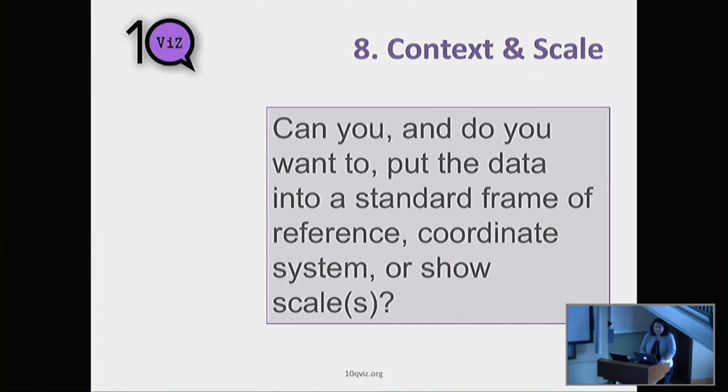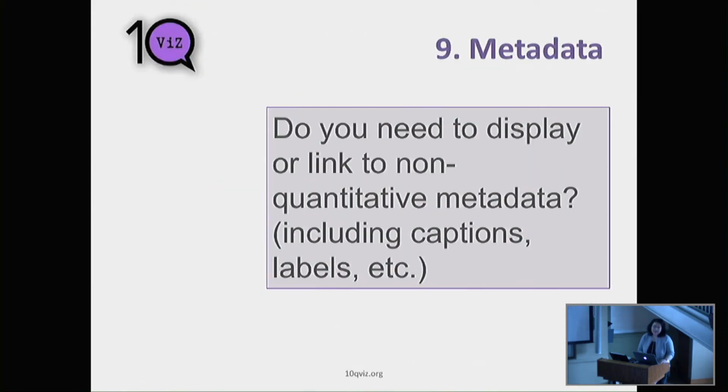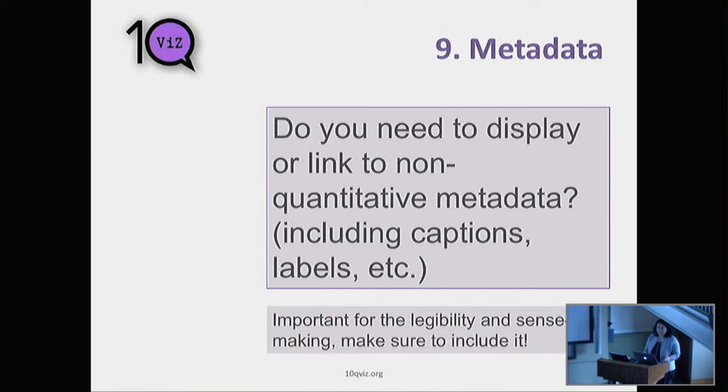All right. So context and scale, I'm going to keep it fairly short, but you can just remember this. And then with the metadata, as you all know, it's very, very important whether it is meant for your colleagues who should know or for others. It's very important to display this so that it gives the framework of what the visualization is about. So we must make available captions, labels, interactive elements. That's basically a key for legibility and sense making.